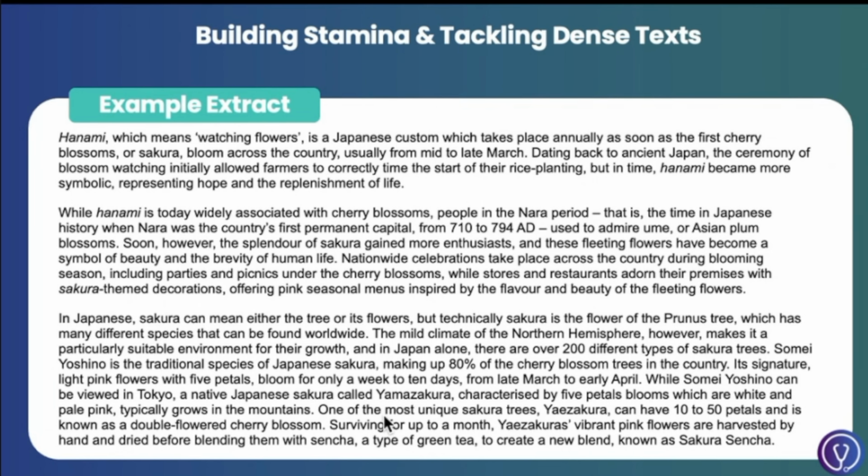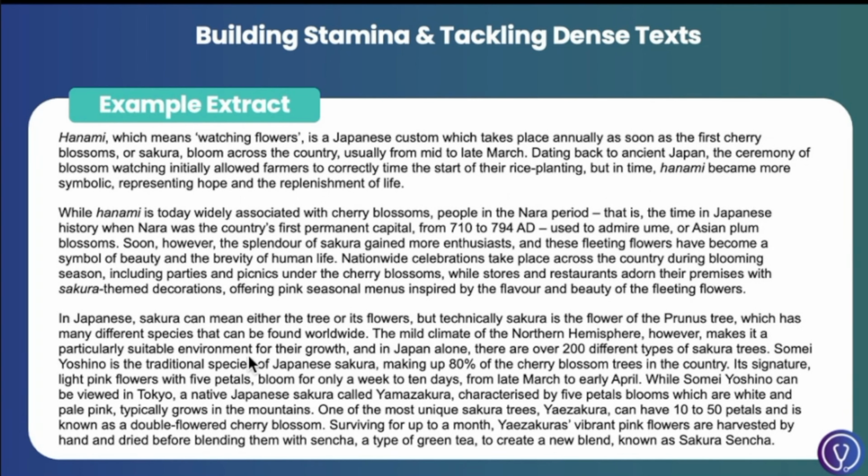Ceremony of blossom watching, initially farmers correctly timed the start of their rice planting, but in time became more symbolic, representing hope and replenishment of life. So generally, I know what this paragraph is going to be talking about. It's going to be talking about that ceremony of the first blossoming called Hanami.